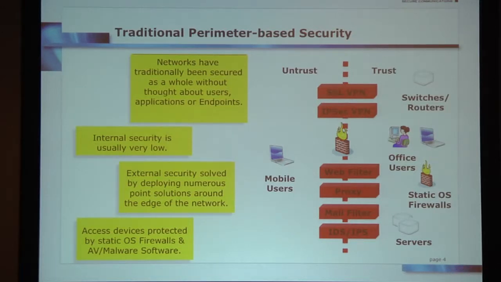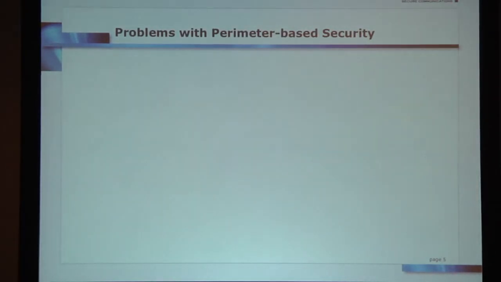Further characteristics here would be that the internal security is typically very low, and external security is typically provided by numerous security point products, security point solutions that are deployed along the edges of the network, right? The classical perimeter approach. And the access devices, if they're protected at all, are typically protected by operating system style firewalls, right? Device firewalls, which are pretty much static in nature. And typically a secondary component in the form of software, virus, malware detection software.